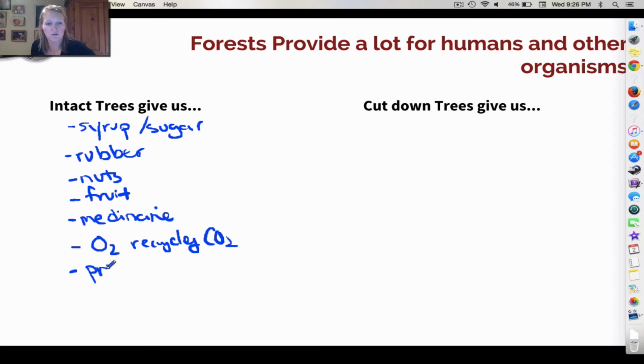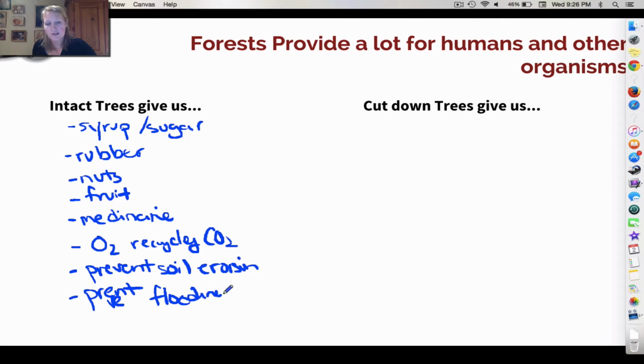They prevent soil erosion by having a tree in the roots there. If it rains, the soil isn't necessarily going to go sliding off the hill or off whatever slant it's on. It will usually stay there because it's packed in there, which then also they prevent flooding. Okay, so intact trees do all of these things and more.